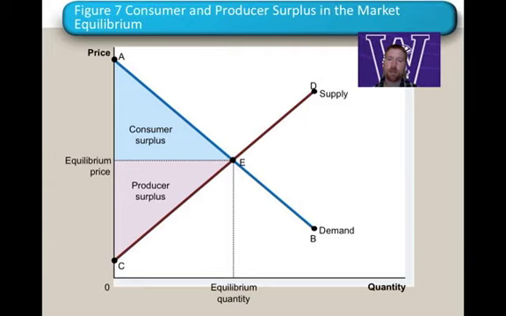So for this instance, someone's willing to pay an awful lot at point A there for this good, but only has to pay the equilibrium price. That gives them a lot of consumer surplus. Same thing with producer surplus. Someone's willing to sell it pretty cheap at letter C there, but yet they get the equilibrium price for it. So that is a lot of producer surplus for them.